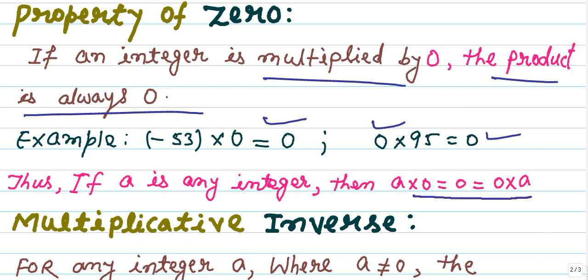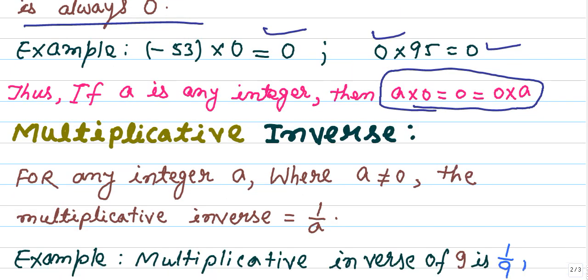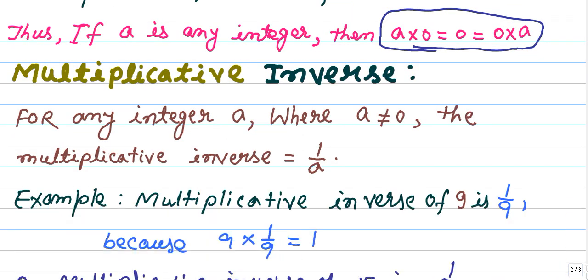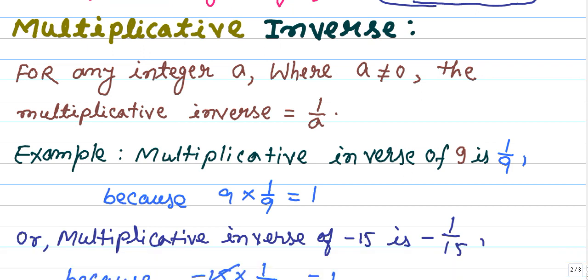Here also, if we change the order, there is no effect on the result, right? So next is the multiplicative inverse. What is the role of this one in our integers chapter? It is very important to know.